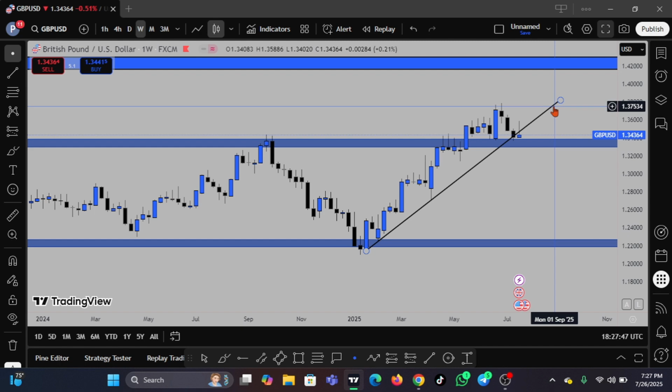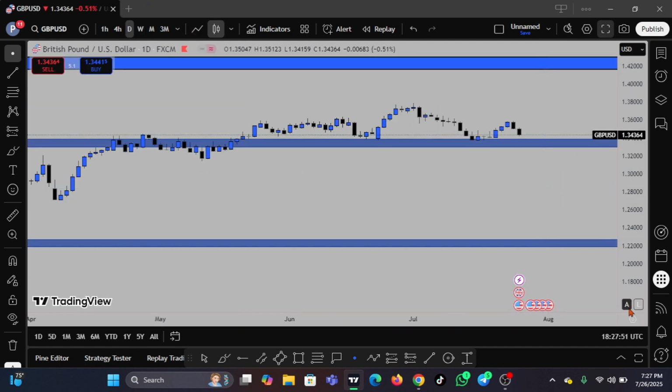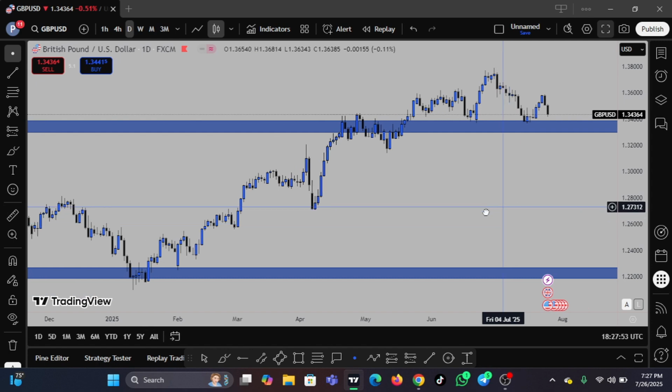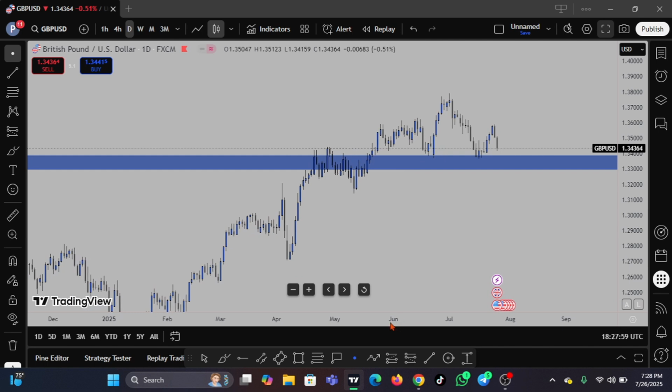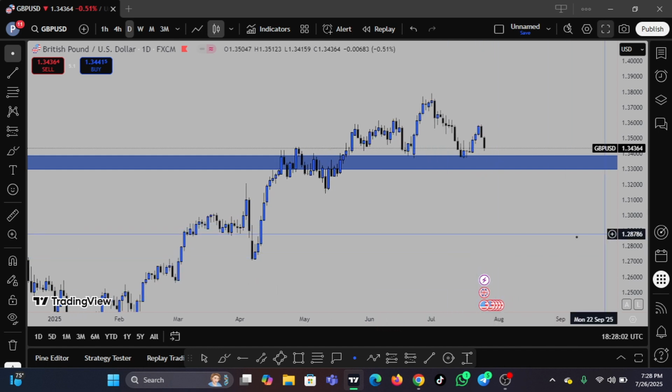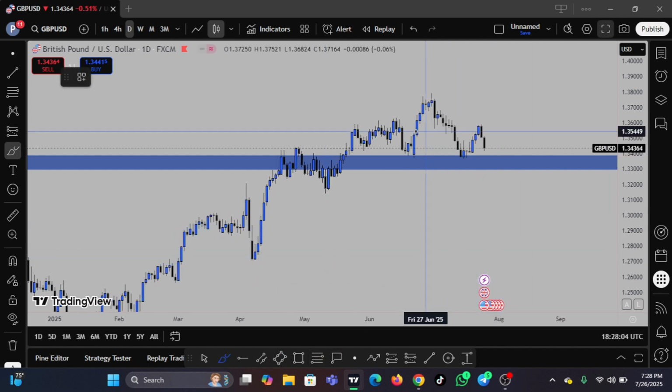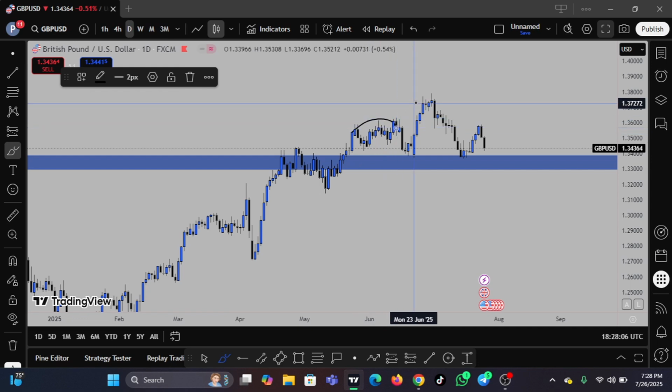Whichever way, I want us to narrow down to the day chart. Now on the day chart, I'm seeing a chart pattern. If this chart pattern should continue forming, then we may expect some drop on GBP USD. So this is the head and shoulder pattern. The head and shoulder pattern is a sell pattern that reverses the trend.